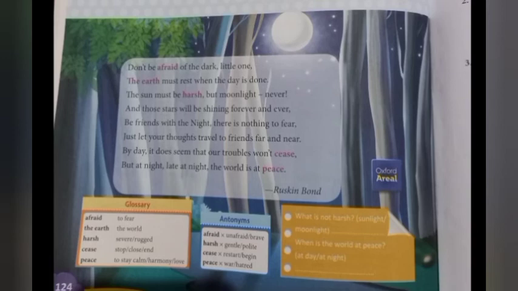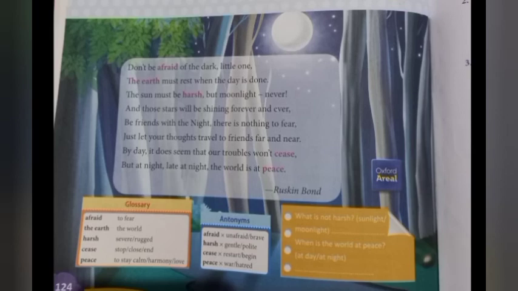Okay, so once again, we will read the poem. Do not be afraid of the dark, little one. The earth must rest when the day is done. The sun must be harsh, but moonlight never. And those stars will be shining forever and ever. Be friends with the night, there is nothing to fear. Just let your thoughts travel to friends far and near. By day, it does seem that our troubles won't cease, but at night, late at night, the world is at peace.